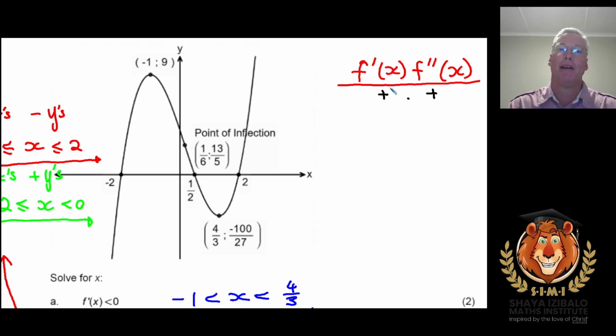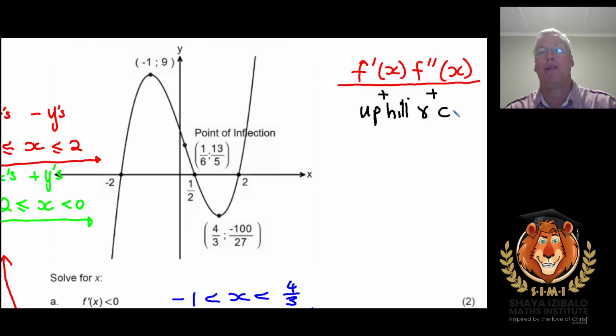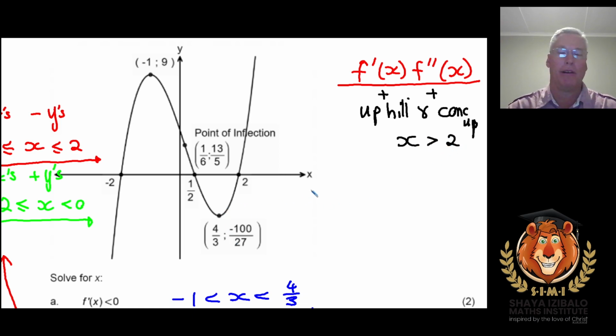A positive gradient means that the graph's going uphill, and the positive second derivative means concave up. So in other words, we want, where's the graph going uphill while it's concave up? Uphill and concave up. Remember, it's only concave up from the point of inflection onwards here, and it's only going uphill from 2 onwards. So the answer to this one is x bigger than 2. This time we're not including 0. So there it is.